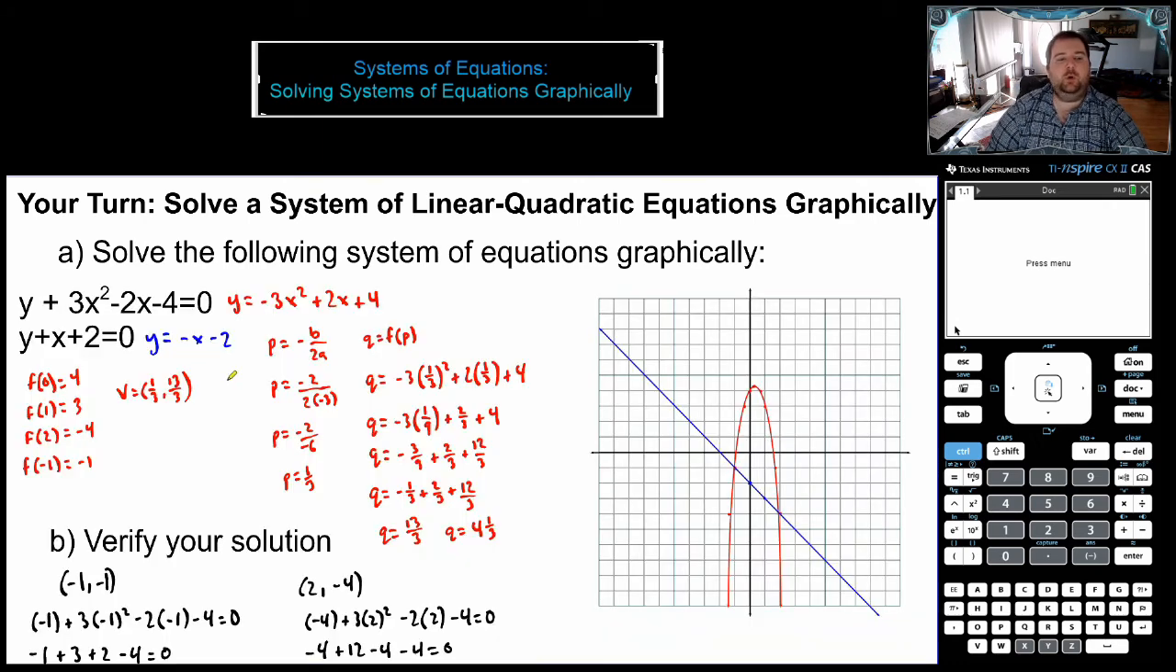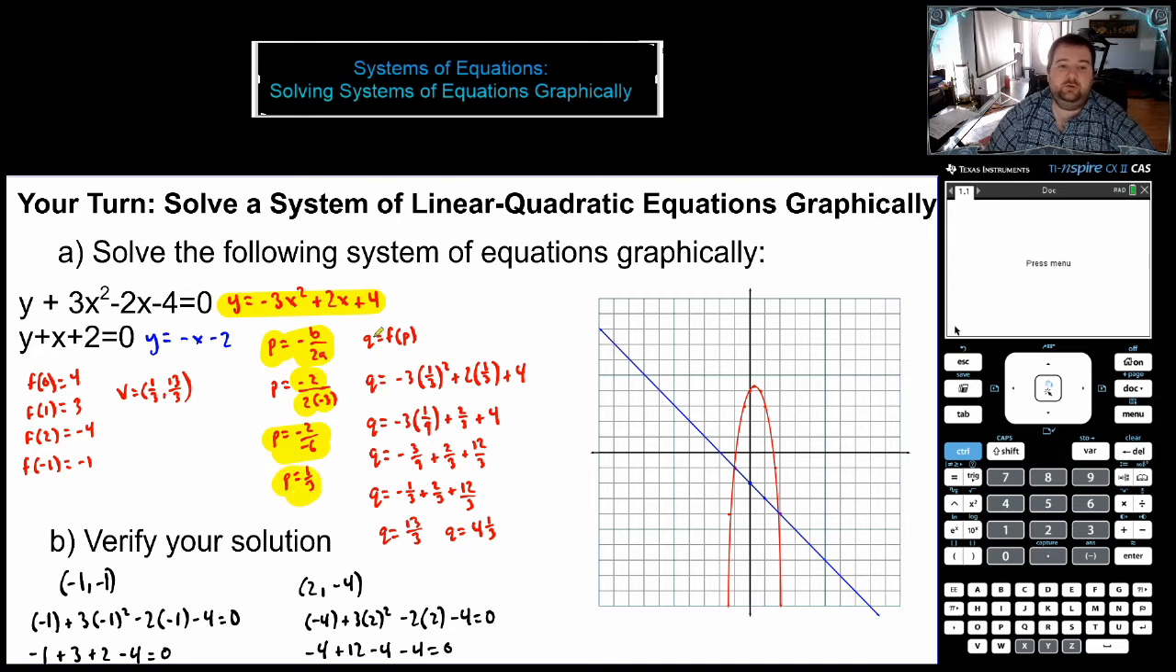So for this one, I demonstrated the PQ way of doing it. So first, isolate your equation, and then I'm going to find my P by doing negative B over 2A. What is my B value? Well, that's 2. So negative 2 over 2 times A, which is negative 3. So my P value is 1/3.